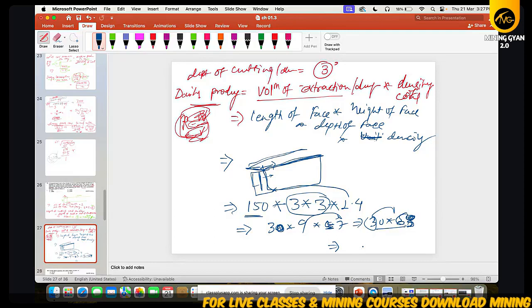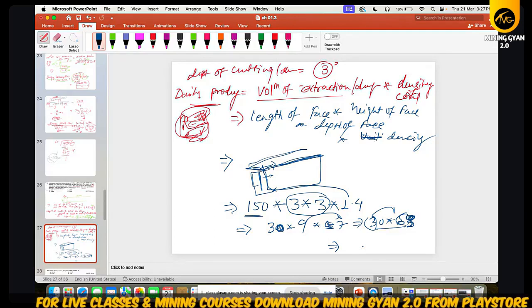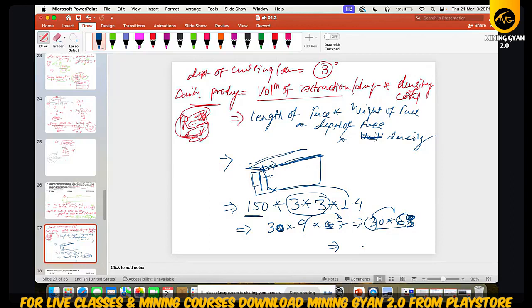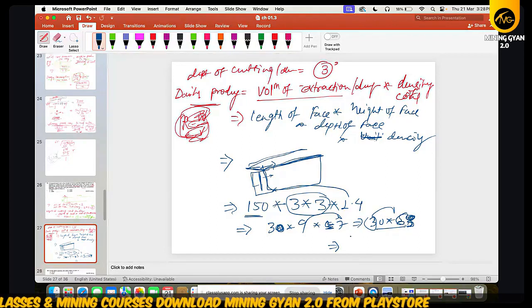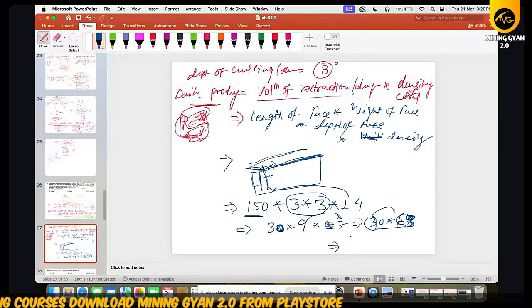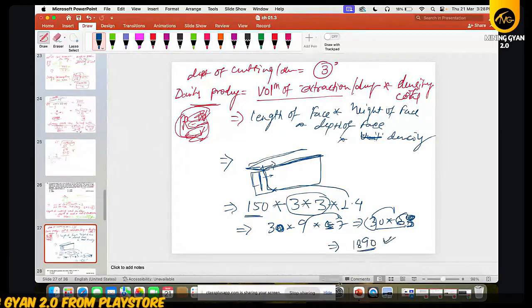So try to multiply such that you make maximum zeros and reduce your number, so your calculation will be fast. It will come with the practice. Okay, so 3 3 is 9, 18 0, it will be your production in ton.